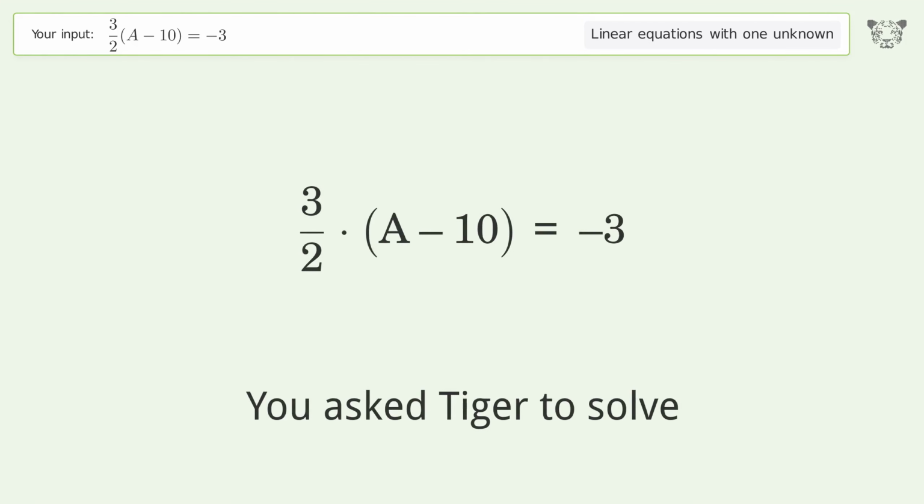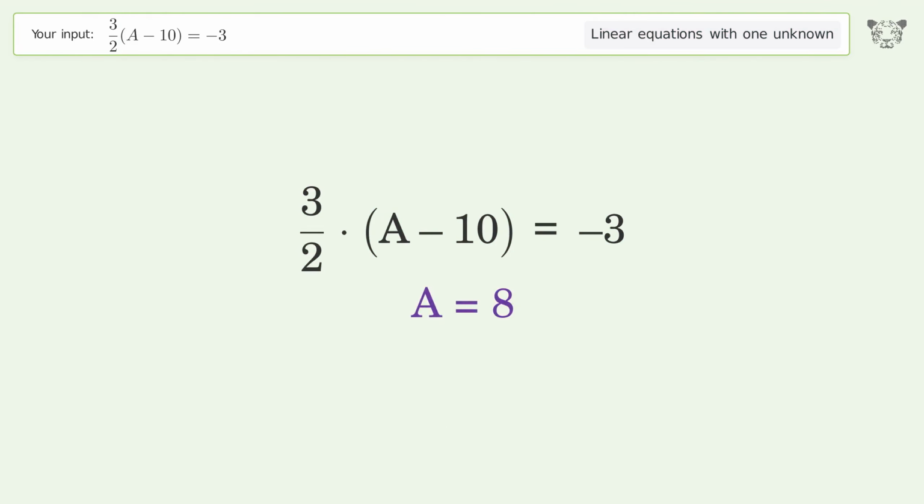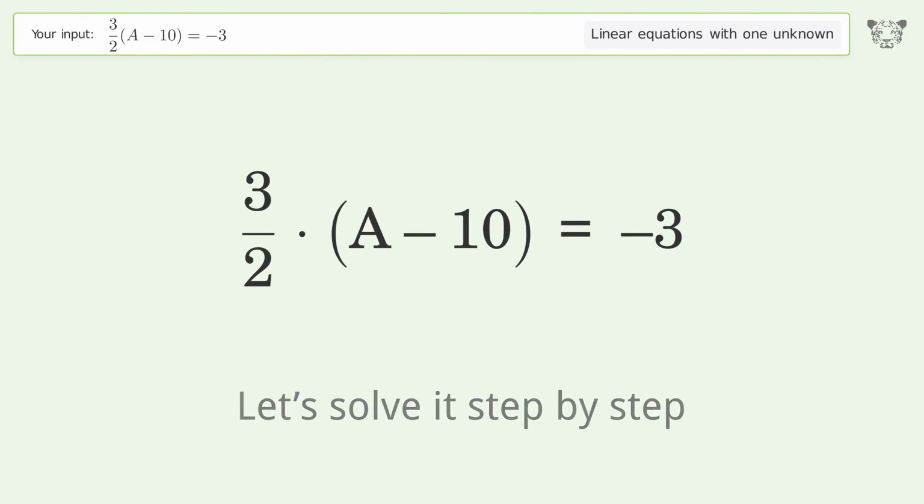You ask Tiger to solve. This deals with linear equations with one unknown. The final result is A equals 8. Let's solve it step by step.